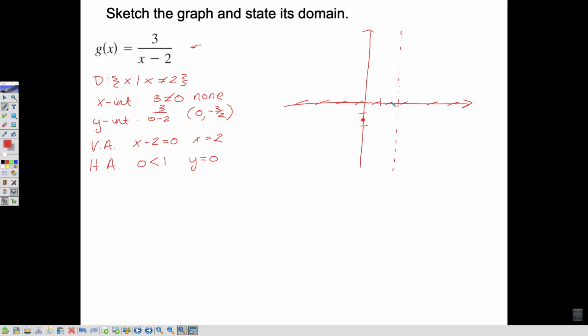So what's our interval going to be? Negative infinity to 2, then 2 to positive infinity. Because where do these come from? X-intercepts and vertical asymptotes.